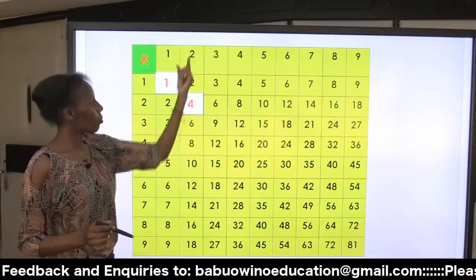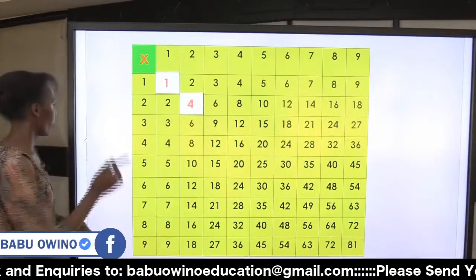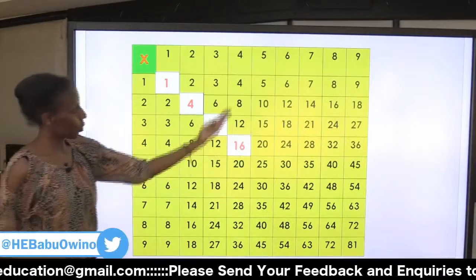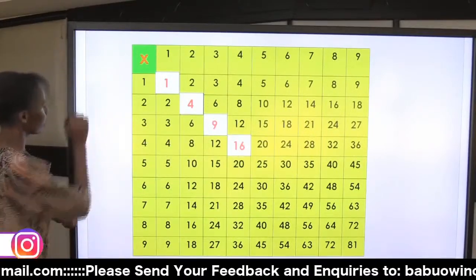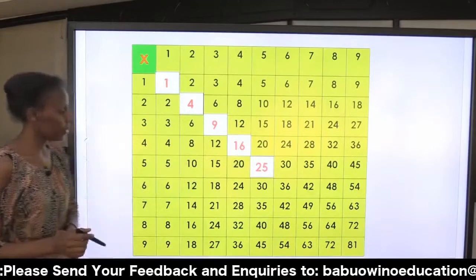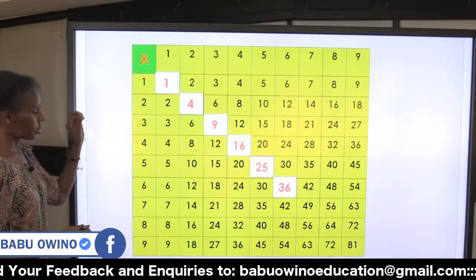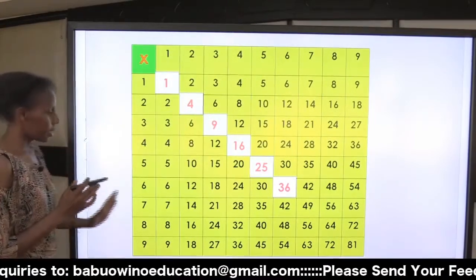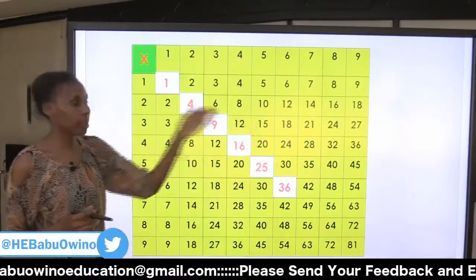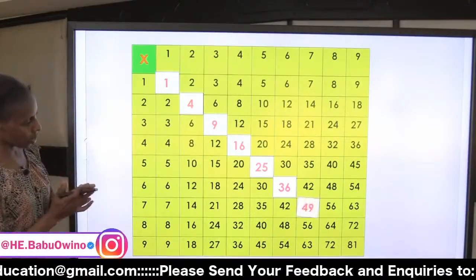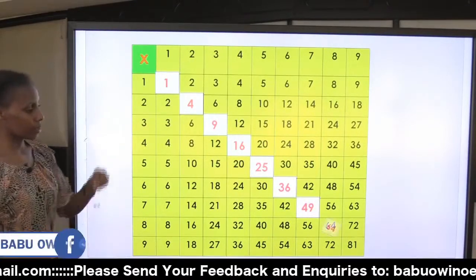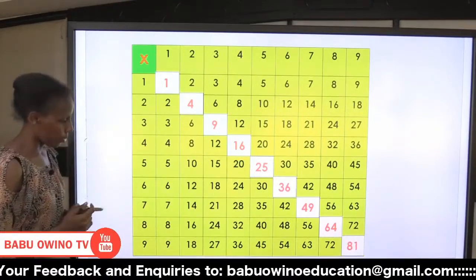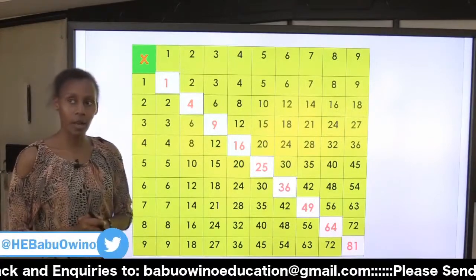2 multiplied by 2, I get 4. The square of 3 is 9. The square of 4 is 16. The square of 5 is 25. Square of 6 is 36. Remember, when you say the square of a number, it is that number when you multiply by itself. The square of 7 is 49. The square of 8 is 64. And the square of 9 is 81.